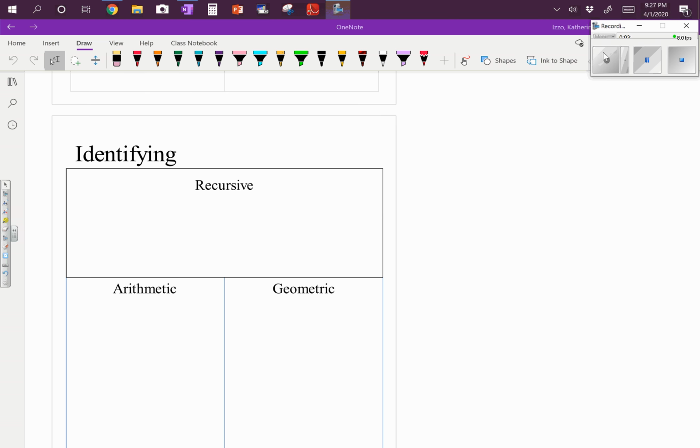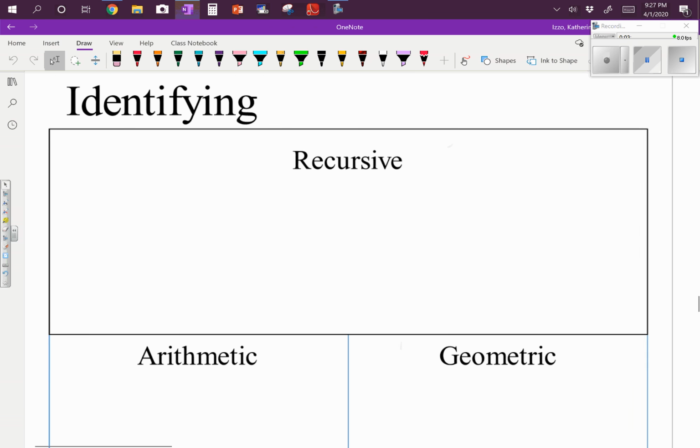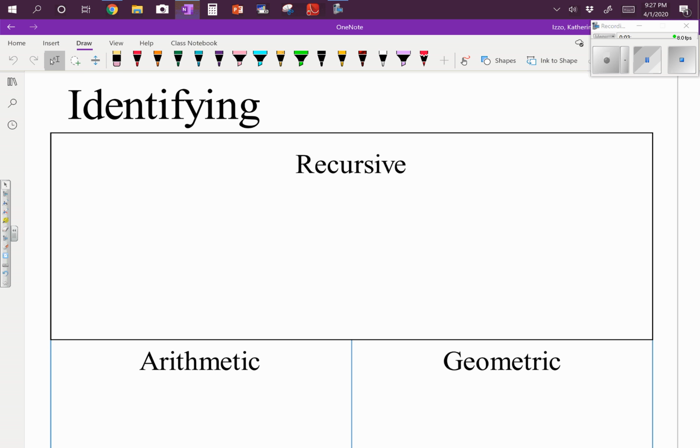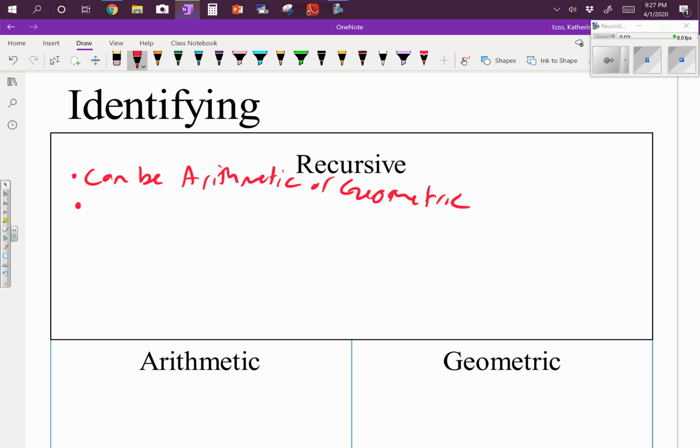Okay, that being said, I want to quickly talk about what we have learned. Whenever we have a sequence, we can always write it in the recursive form. The recursive form can be either used for arithmetic or geometric, so it can be arithmetic or geometric. It requires the term before it.